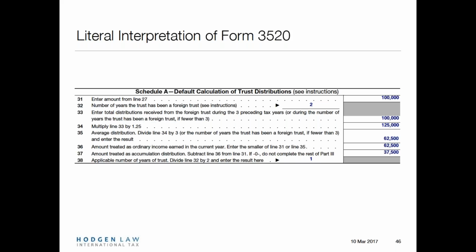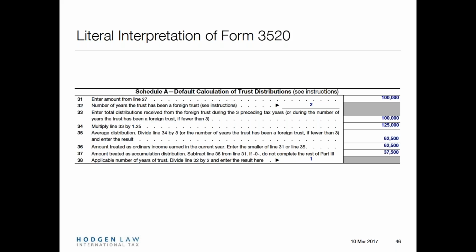Line 33, here's where we come to the ambiguity. Enter the total distributions from the foreign trust during the preceding 3 tax years, or during the number of years the trust has been a foreign trust if fewer than 3. So look at that parenthetical. Our trust has been a foreign trust for fewer than 3 years. It's been a foreign trust for 2 years, in fact. So what this is telling us on line 33 is enter the total distributions received in the current year and the prior year, because these are the years that the trust has been in existence.